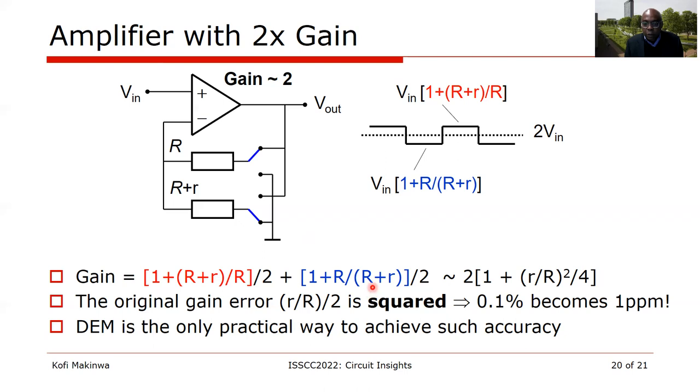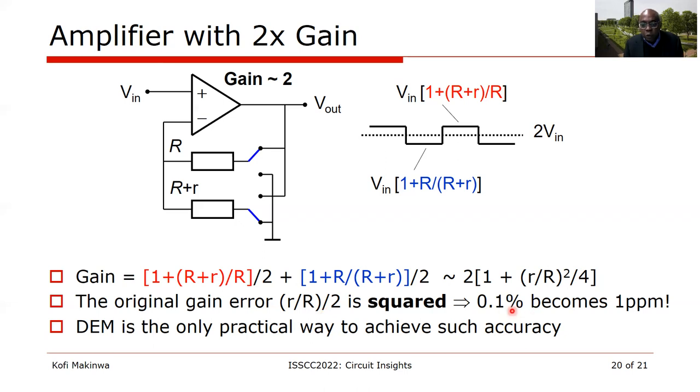But when we sum this, we don't get 2. We get this. Oh, what's happening? So it's not working. Well, actually, it's still working, because if we look at it, this term ΔR over R is squared. And if we consider the original gain error, if we didn't use any dem, so we just had one of these phases, the original gain error would be ΔR over R divided by 2. But if you look at this gain error, it's actually this number squared. And if you square a small number, it becomes even smaller.